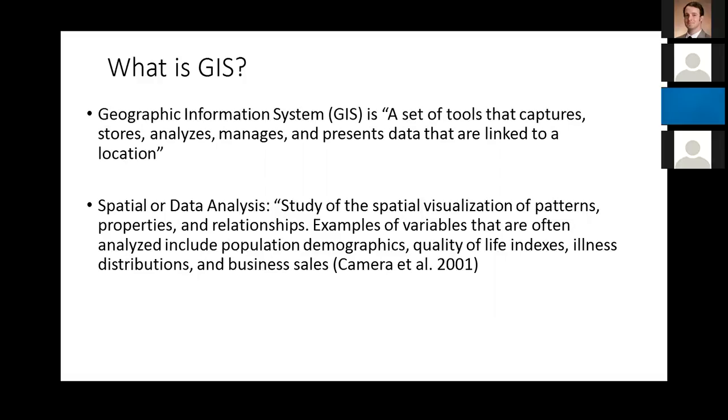So this is then tied to spatial or data analysis, the study of spatial visualizations of patterns, properties, and relationships. This idea of relationships is really important when we think about GIS, right? How are things related to one another, and then how do you depict those relationships? And so these two pieces bleed back into our conversation about what is a map. And this is the new frontier in some ways of cartography and GIS and geospatial data, the phenomenon of GIS.